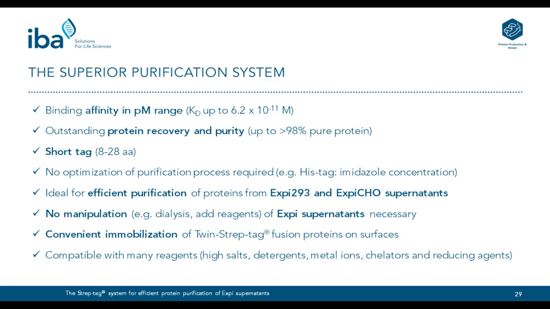So, that brings me to the summary. The Strep-Tactin XT Twin-Strep-tag system, I think, is really a superior purification system because we have this exceptionally high binding affinity in the picomolar range, and we have an outstanding protein recovery and purity. We can achieve up to more than 98% pure protein with a short tag of 8 amino acids in case of the Strep-tag II and 28 amino acids if you use a Twin-Strep-tag.